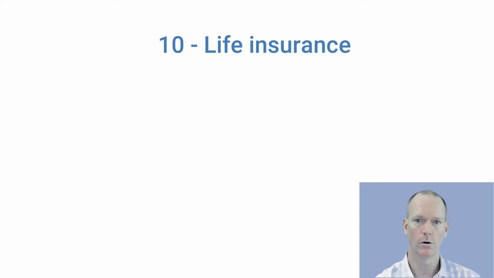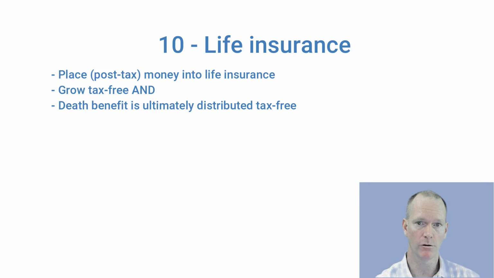And finally, we're on to the very last idea, and that is how to use life insurance. When you put money into life insurance, that money can grow tax-free until it is ultimately distributed as a death benefit tax-free as well. So there's no tax on the growth and there's no tax on the distribution. That much is pretty common knowledge.